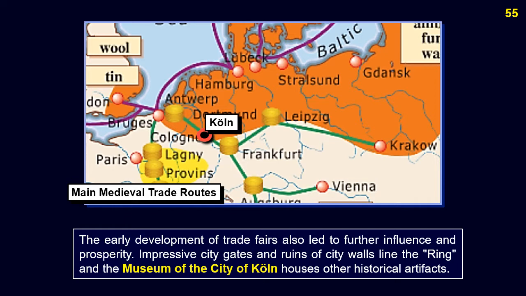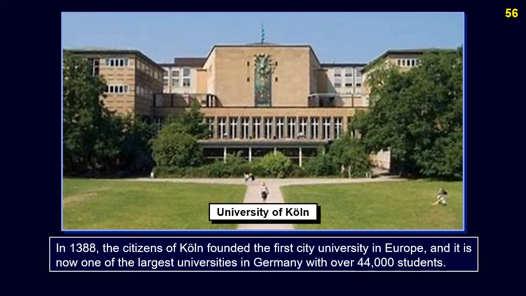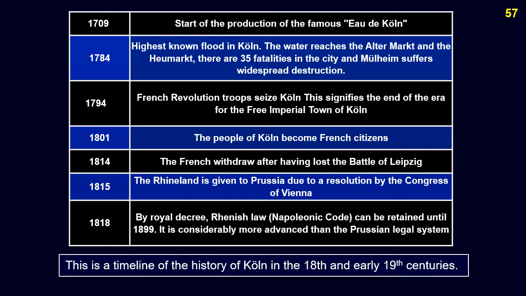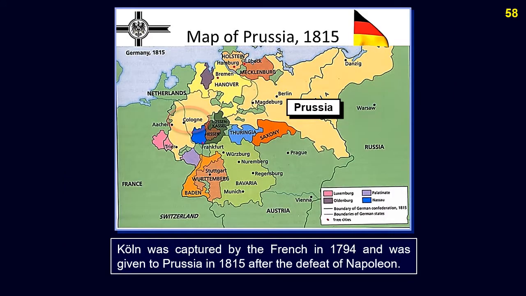Impressive city gates and ruins of city walls line the ring, and the Museum of the City of Köln houses other historical artifacts. In 1388, the citizens of Köln founded the first city university in Europe, and it is now one of the largest universities in Germany, with over 44,000 students. This is a timeline of the history of Köln in the 18th and early 19th centuries. Köln was captured by the French in 1794, and was given to Prussia in 1815 after the defeat of Napoleon.